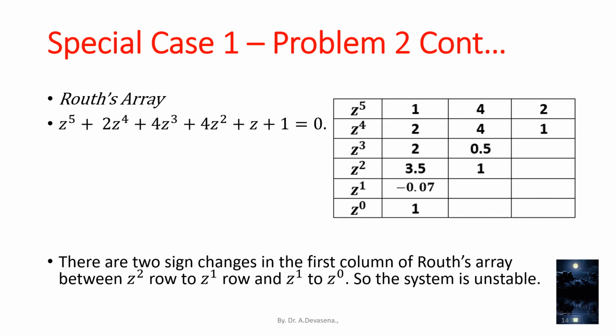There are two sign changes in the first column of the Routh's array: between z^2 row to z^1 row the first sign change, and z^1 row to z^0 row the second sign change. So the system is unstable.